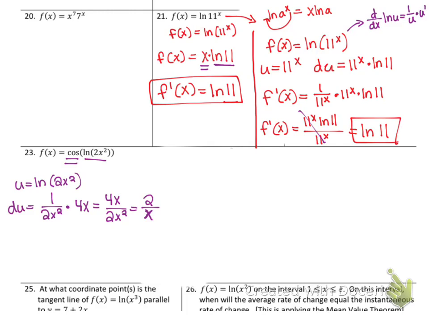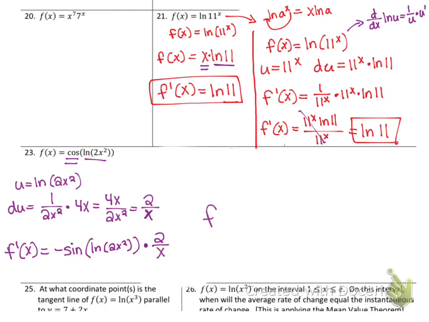So now, if I'm finding the derivative of f of x, I'm taking the derivative of the outer function, which is cosine. The derivative of positive cosine is a negative sine. The inside stays the same. Remember, when using chain rule, nothing happens to the inner function at all. It looks exactly the same. And then I multiply by the derivative of the inside, which I found out was 2 over x. You can leave it just like that.